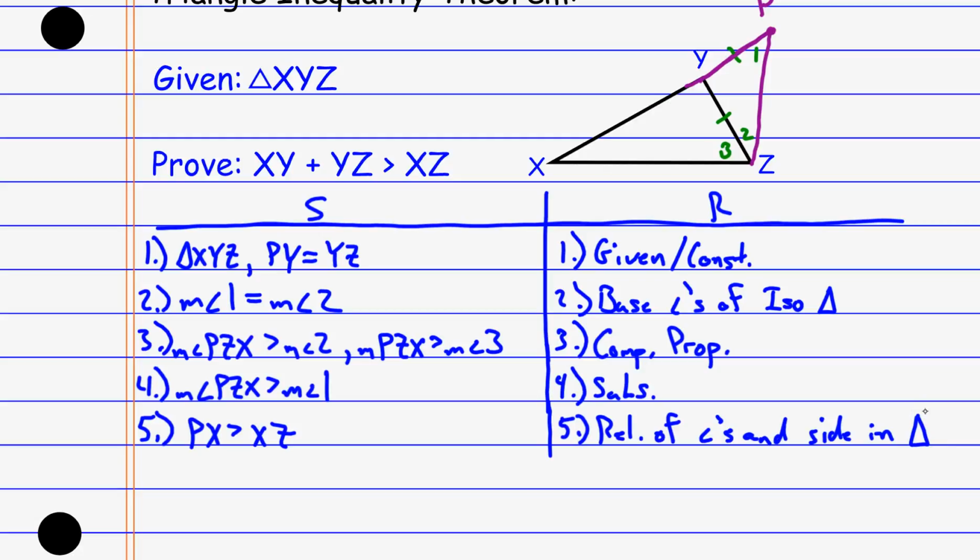I could do the same thing with other pieces of this. I could also say that PX is greater than something like XY using that measure of angle 3. I don't know if I necessarily need that at this point. But really, what it comes down to is when I look at that line on the top, PX, I should realize that PX is actually equal to XY plus YP, and that's my segment addition postulate.